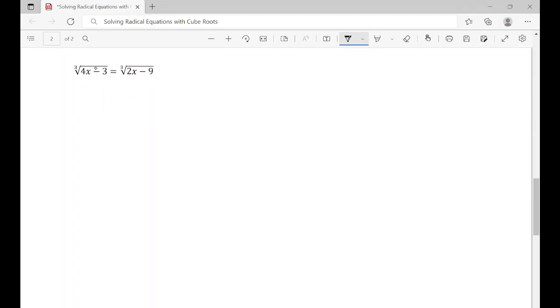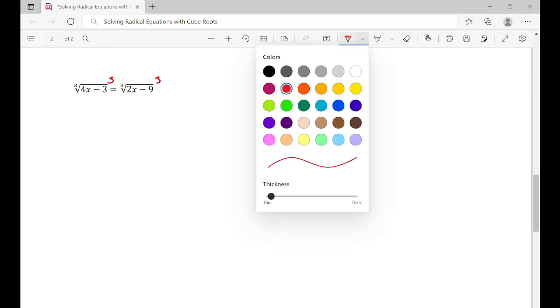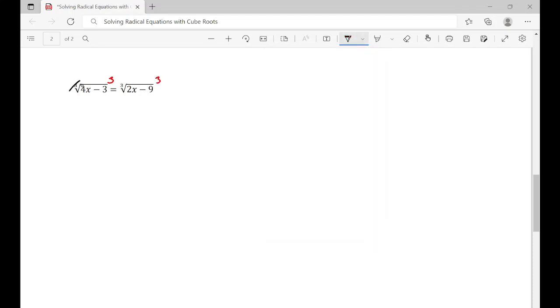Last, I have the cube root of 4x minus 3 equals the cube root of 2x minus 9. Now, before, I needed to get the cube roots by themselves, and I have two, but each is on its own side. They're each isolated from the other. So I don't need to move anything over. I can just immediately cube both sides to get rid of them. So the cube roots and the cubes go away. So all I have is 4x minus 3 equals 2x minus 9.